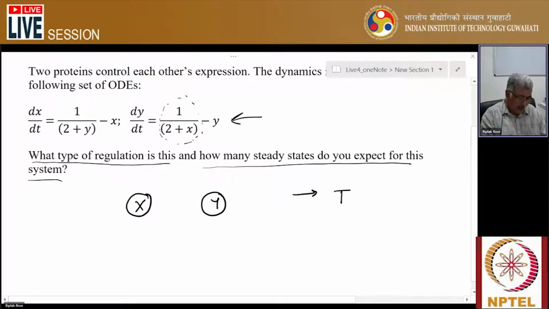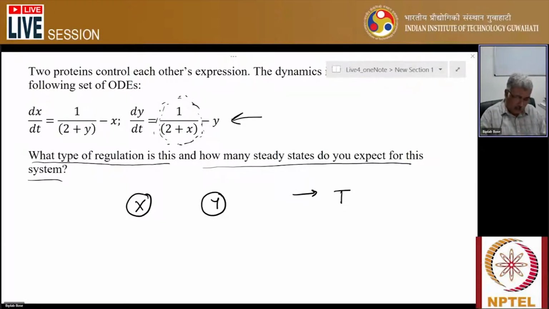Suppose for dy/dt, you look at this term. This is for the production of y, right? Yes, change in x inversely proportional to y. Absolutely, you got the logic, but you slightly missed the point. It will not be negative feedback. There is negation. What is happening?